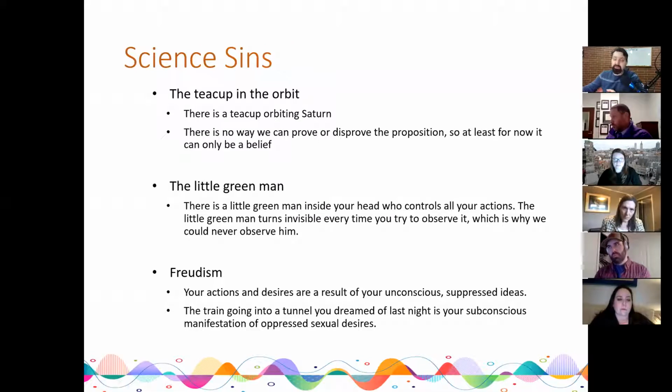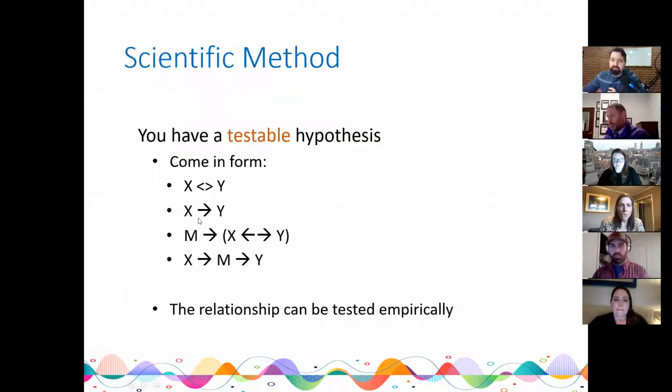And here is something that you may not know. Here are some of what I call science sins. Let me see if you've heard these very, very common examples. For example, do you know about the teacup in the orbit? Does anyone know what that is about? Like if I say there is a teacup in an orbit. This is a classic example of pseudoscience.